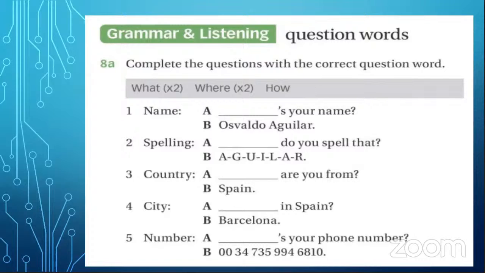Chicos, sus cámaras, recuerde que tener encendidas sus cámaras es parte de su participación en clases.